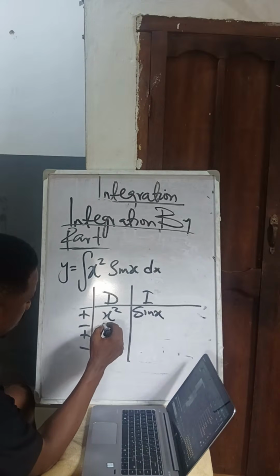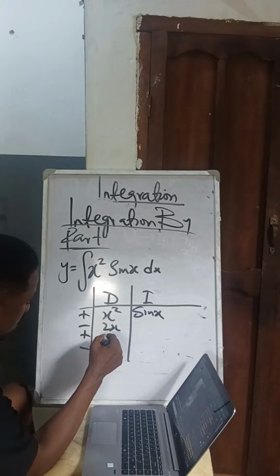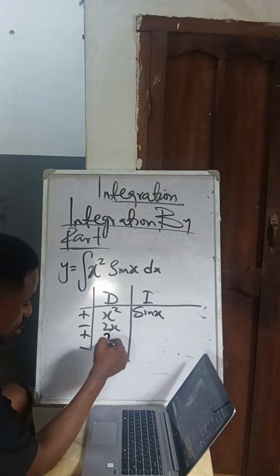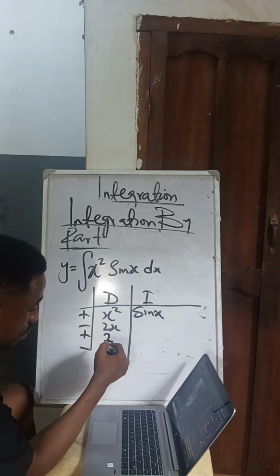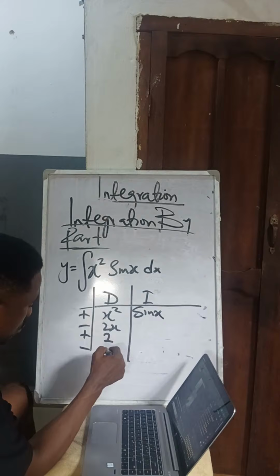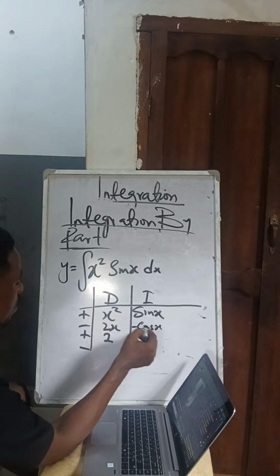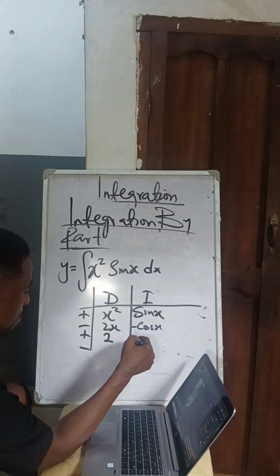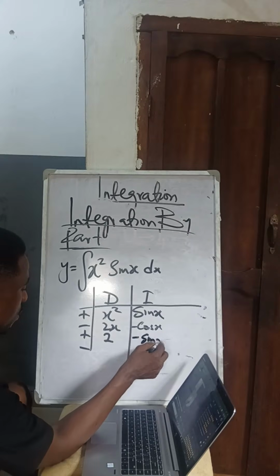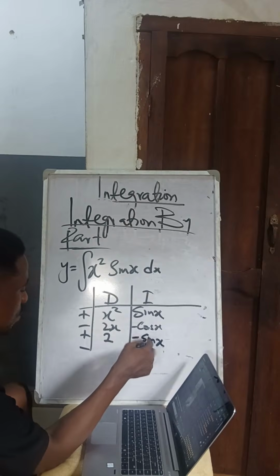Differentiate x squared, you have 2x. Differentiate 2x, you have 2. Differentiate 2, you have 0. It's gone. Integrate sine x, you have minus cos x. Integrate cos x, you have minus sine x. Okay, and so on and so forth.